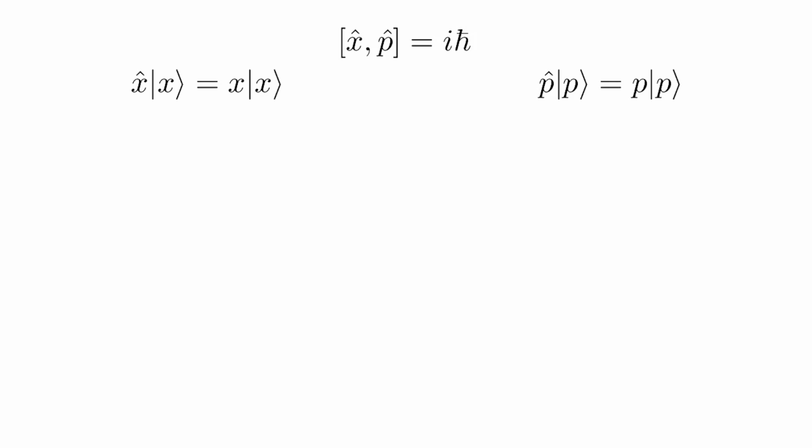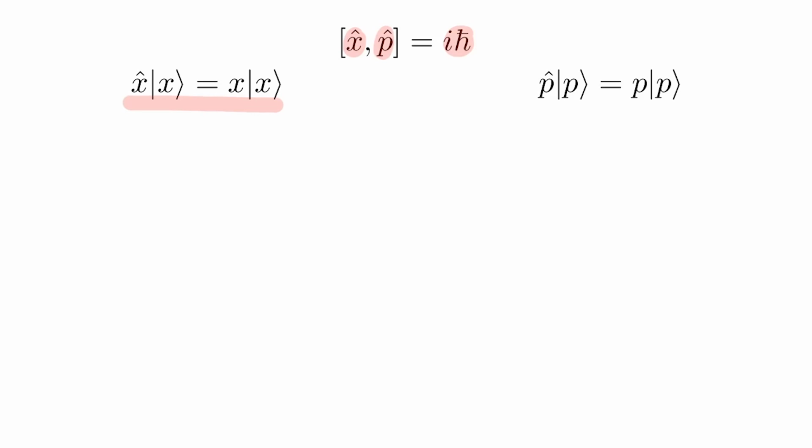To study wave functions, we need to start by looking at the position operator x and the momentum operator p and their commutator i h bar. This is because wave functions are intimately related with these two operators and their eigenkets. So let's start by looking at the eigenvalue equation for the position operator. X hat acting on the ket x gives us the eigenvalue x acting on the ket x.